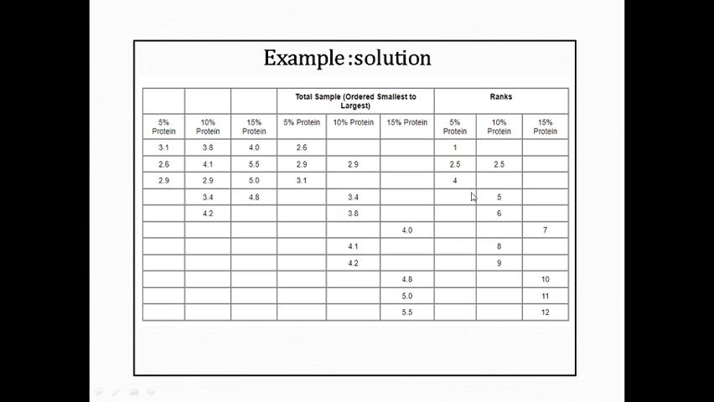Then we rank this data. Combining all the data in one column, 2.6 is the minimum, so its rank is 1. 2.9 and 2.9 are the same value, so they take the second and third ranks, therefore the average of second and third is 2.5. Then 3.1 has rank 4, and like this all the ranks are assigned. In a similar way we can rank all the data.